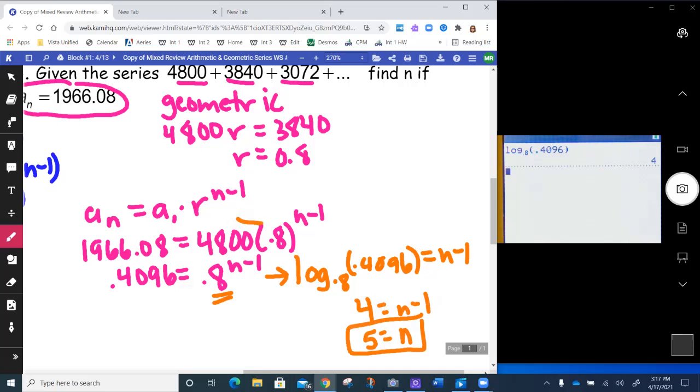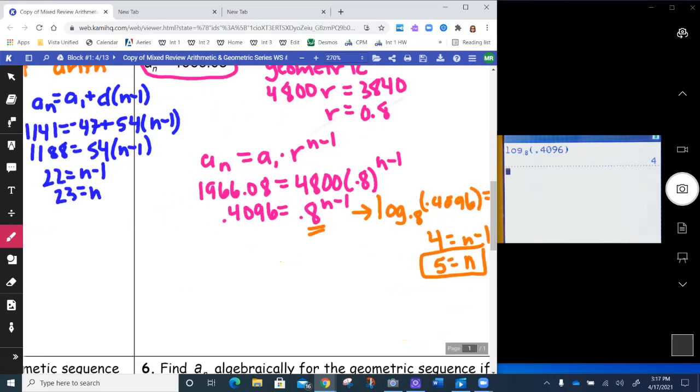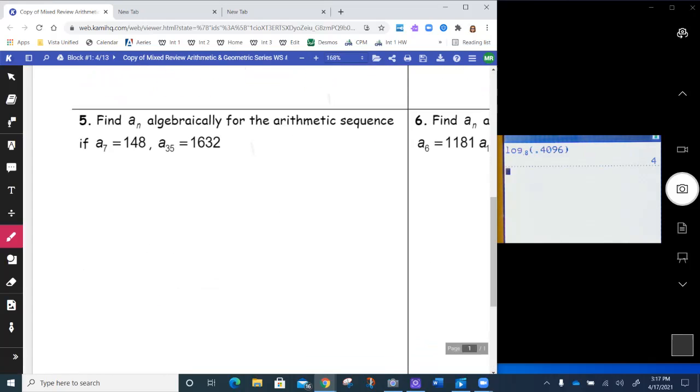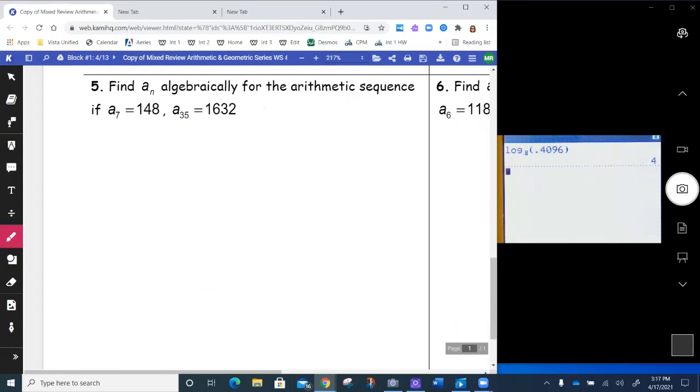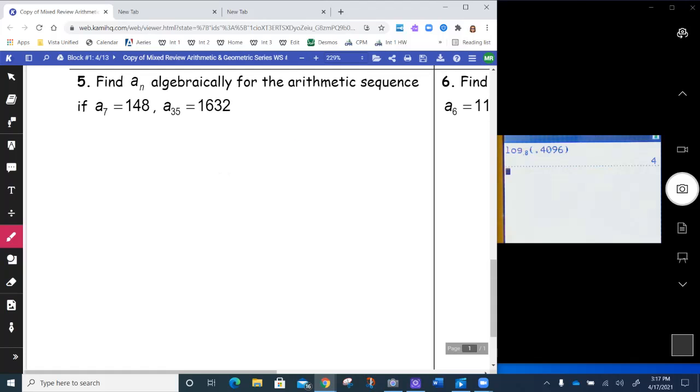Next problem. So on number 5, I showed you guys the other day how to do this using systems of equations. I'm going to show you how I myself personally would do these problems.